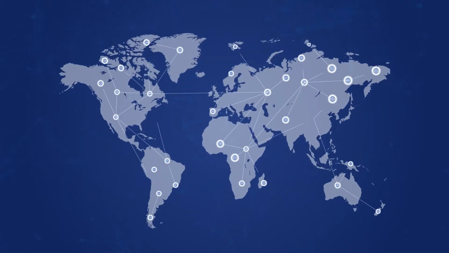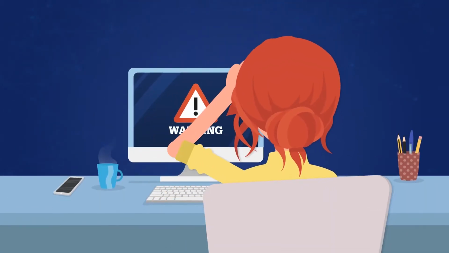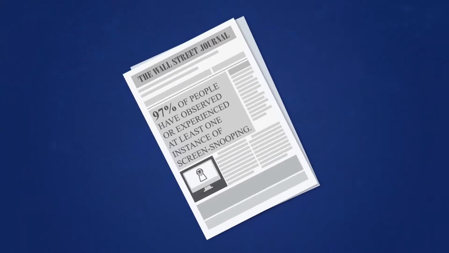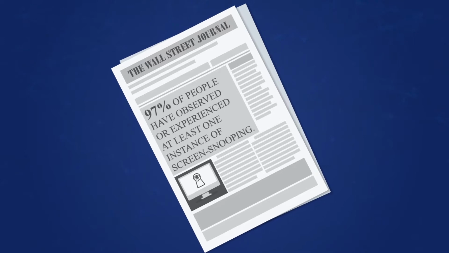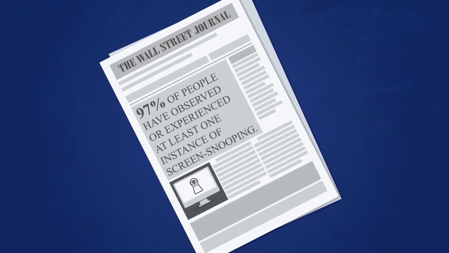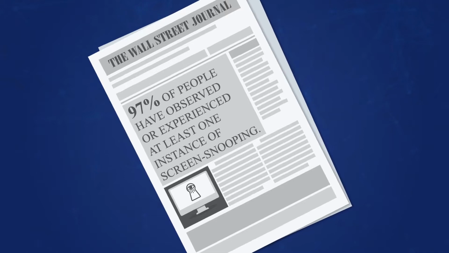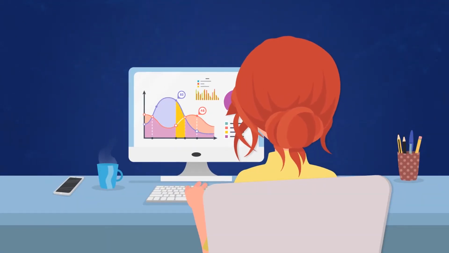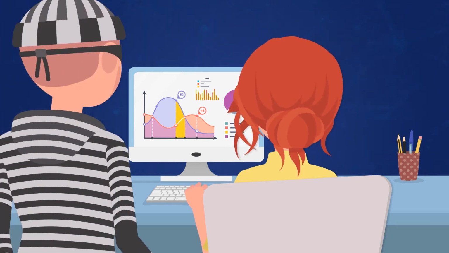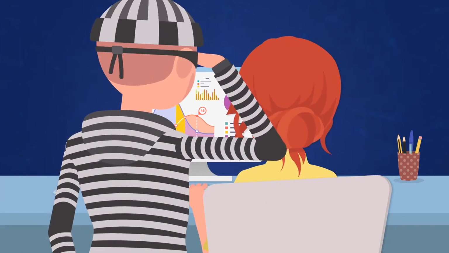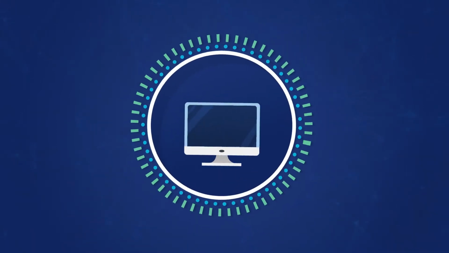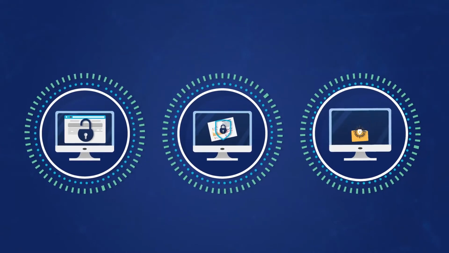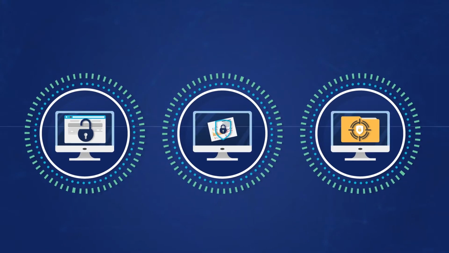In a digitally connected world, securing data and sensitive information has become increasingly challenging. According to the Wall Street Journal, 97% of people have observed or experienced at least one instance of screen snooping. So how do you ensure that the convenience offered by increased accessibility of electronic documents is not threatened by the attention of some unsolicited eyeballs? How do you prevent unauthorized access, secure confidential information, and avoid security breach of your critical documents?